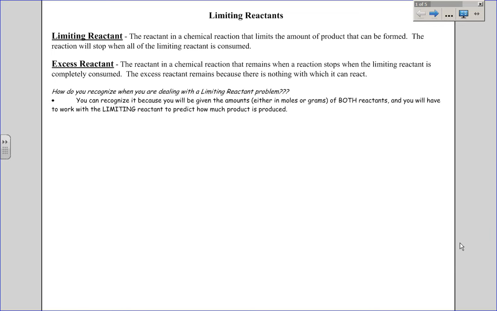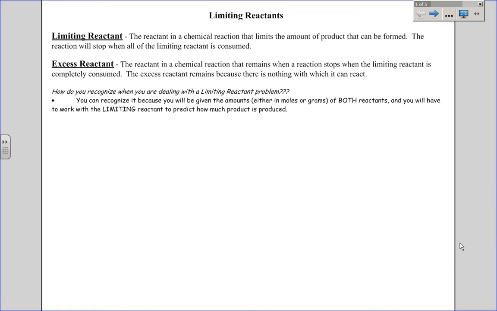Before we begin, we need to understand what the difference between the limiting reactant and the excess reactant are. A limiting reactant is the reactant in a chemical reaction that limits the amount of product that can be formed. It limits the amount of product that can be formed by being consumed first. It is the one that gets used up first in the chemical reaction and therefore stops the reaction from proceeding any further. So once it's been used, all of the possible products that can be formed will have been formed.